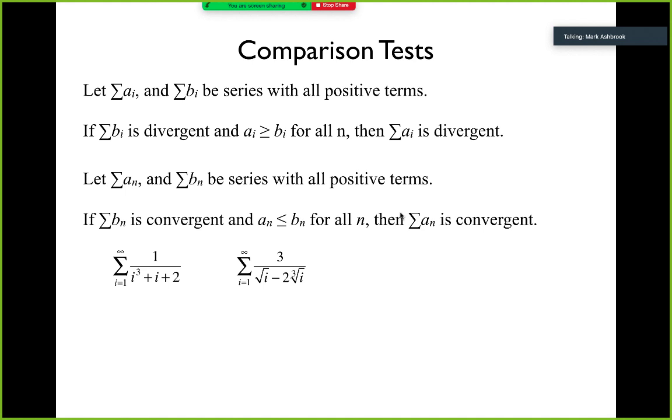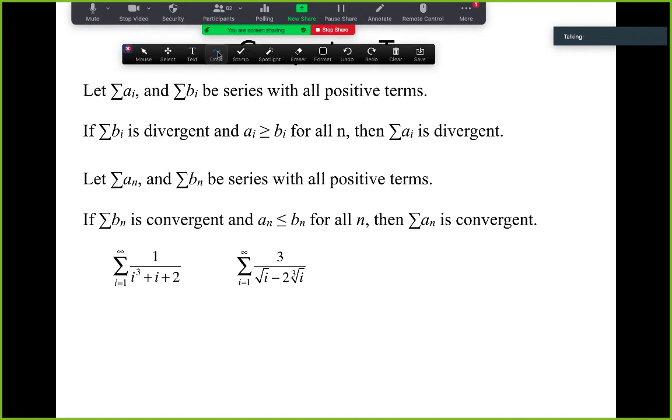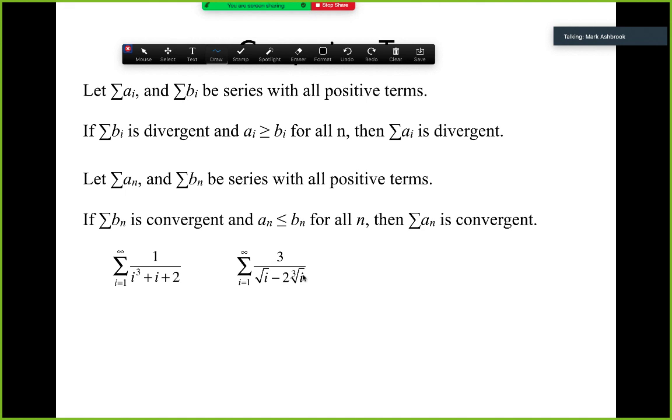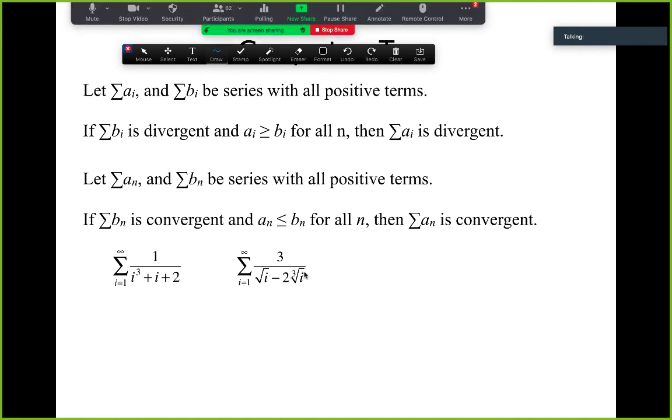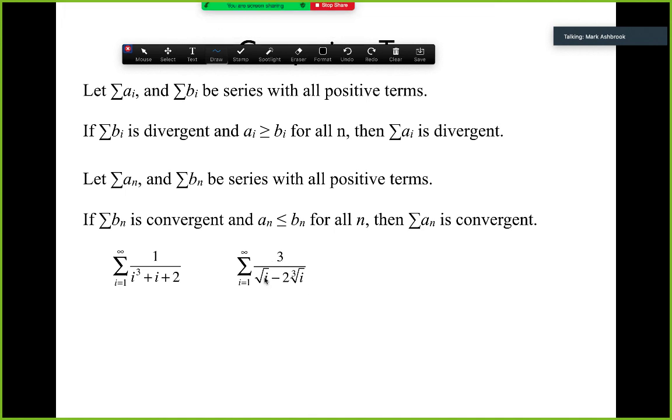So what do I have? I have 3 over the square root of i minus 2 times the cube root of the square root of i. So what can we compare that to? Let's start by looking at 3 over the square root of i. So what can we say about this series? What kind of series is it? Does it converge or diverge?